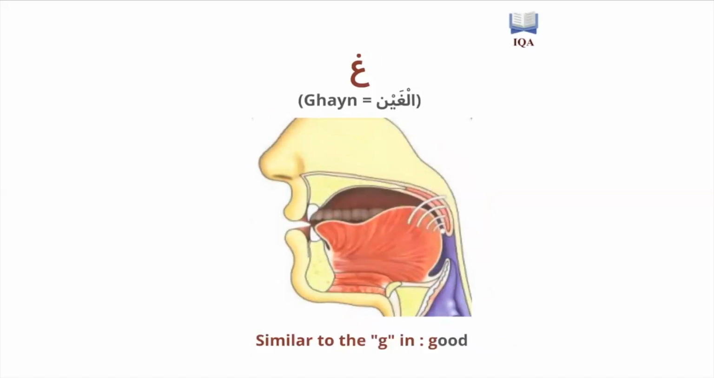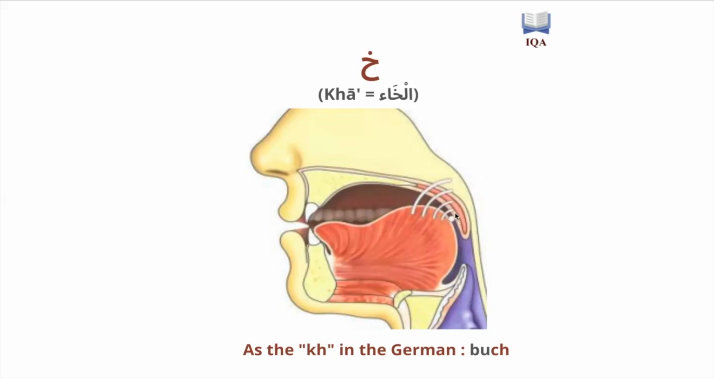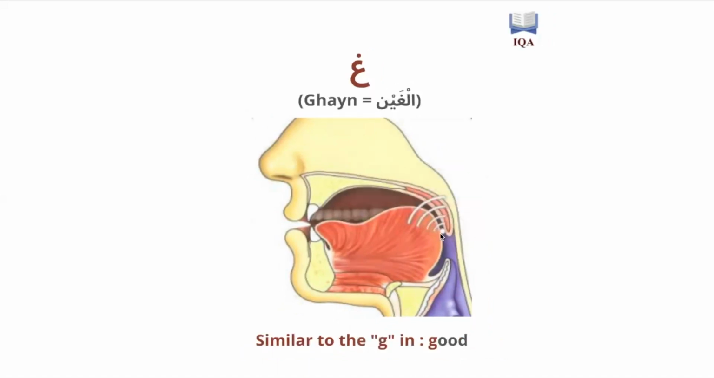And then finally, we have the ghain. The ghain comes slightly below the kha. The kha is coming from here, and the ghain is coming slightly below, right here. The easiest way to think about the ghain is as if you were gargling water. It's coming from that exact same location where that gargling sound is coming from. It's similar to the G in good, but then you add a type of raspy sound to it to make the ghain, gha, ghi, ghu.